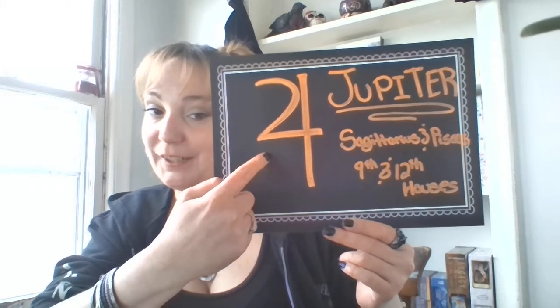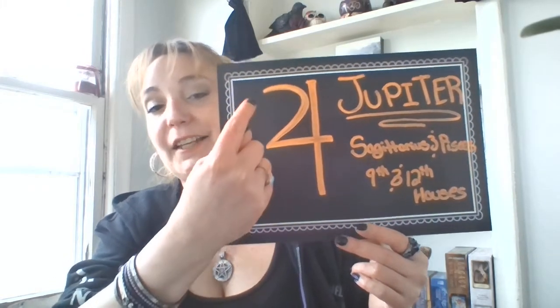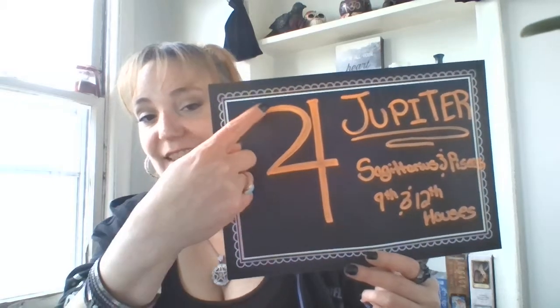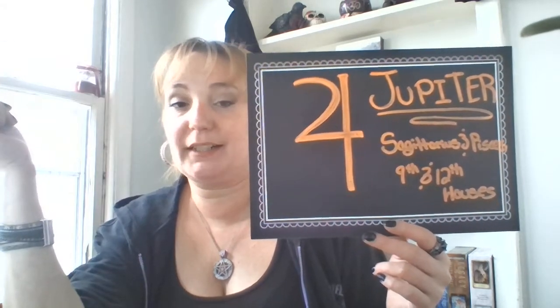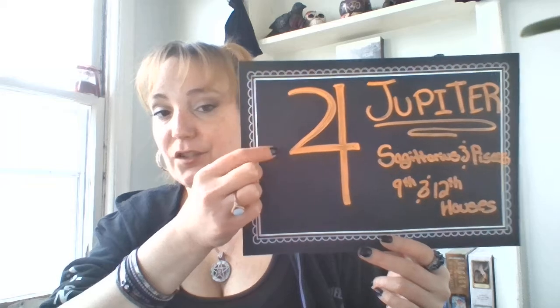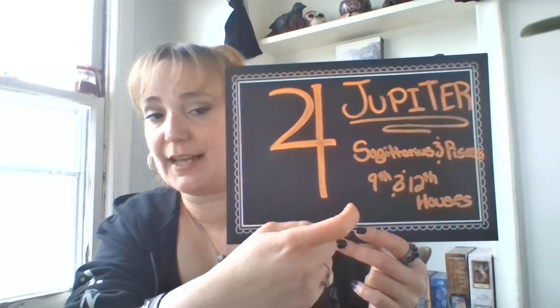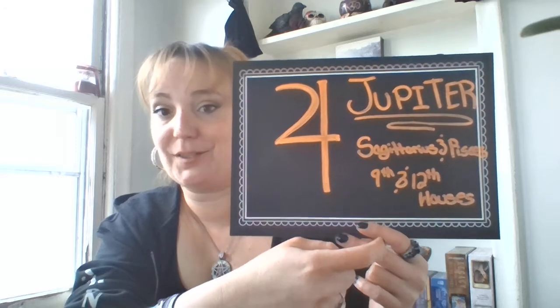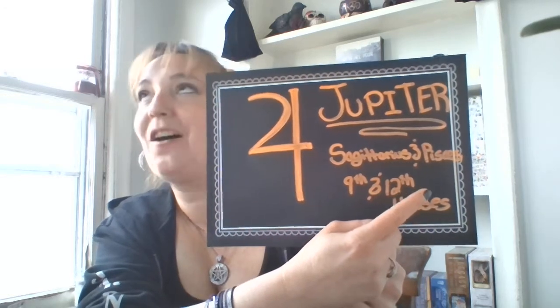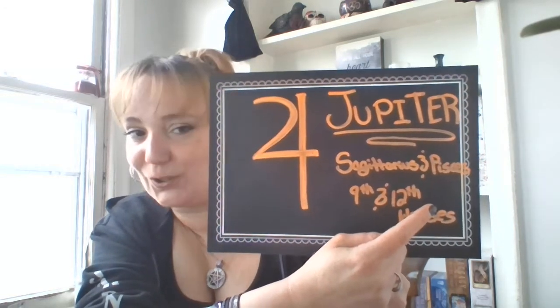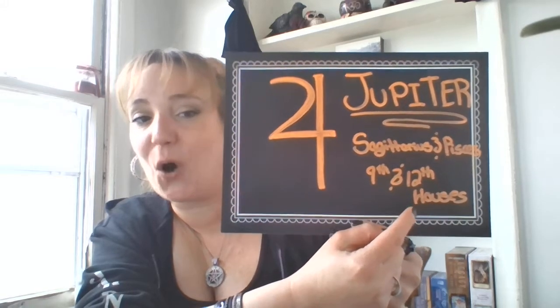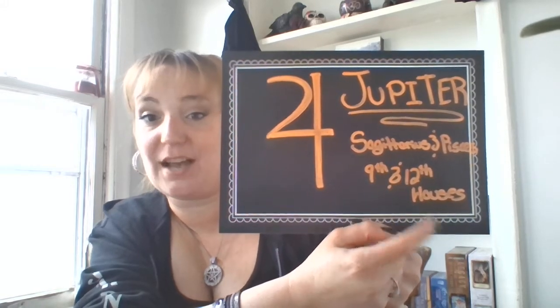So Jupiter, if you see in your chart, you see a sign like this. It's different for everybody. Like I said, this is Jupiter. Jupiter rules Sagittarius and the 9th house, and it co-rules Pisces and the 12th house.